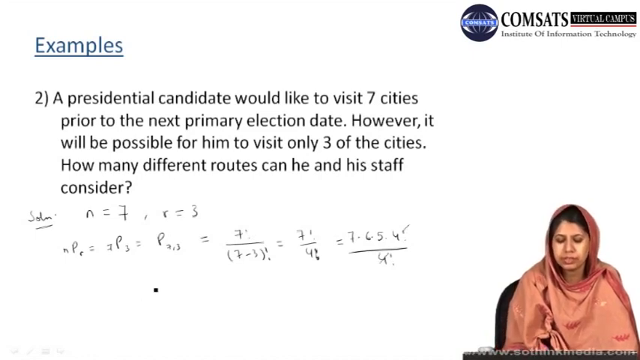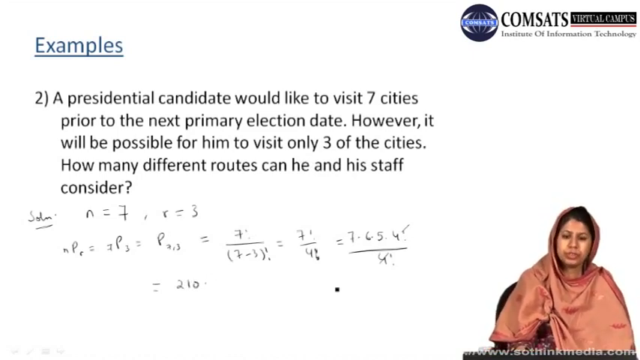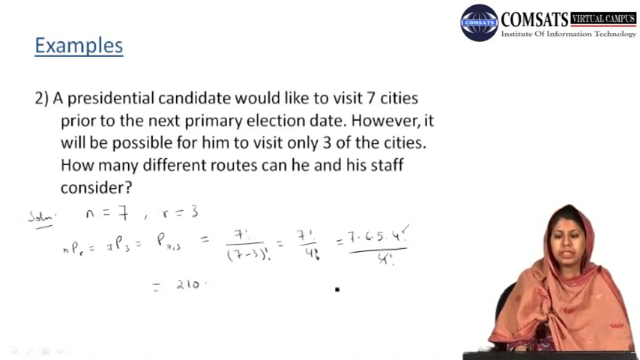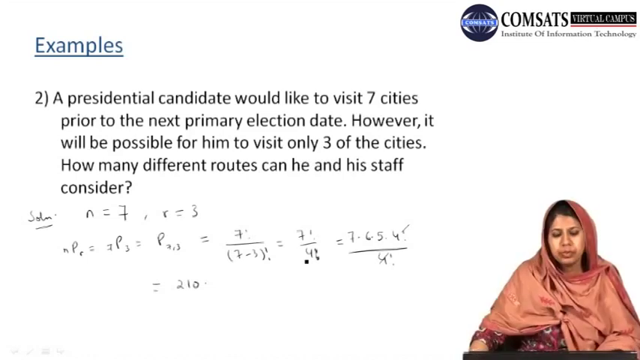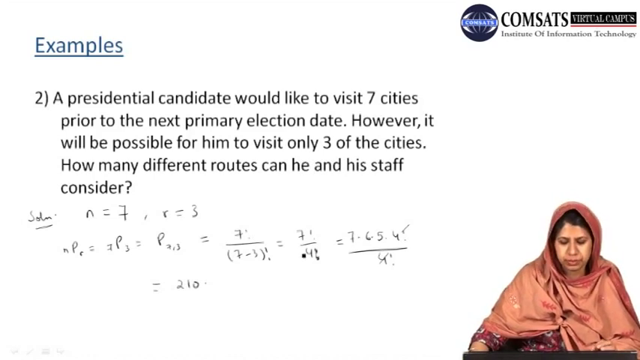Now this factorial cancels out and we are left with 210 possible routes which a presidential candidate could consider in visiting 3 cities out of the 7 cities. Now we have seen 2 examples of permutations where we have used the factorial formula for the permutation to find the number of possible arrangements or the number of permutations.